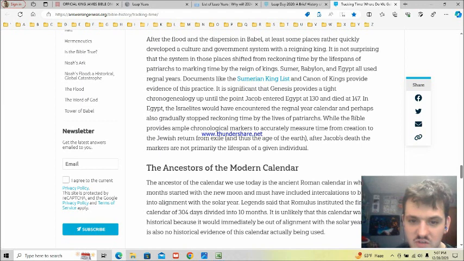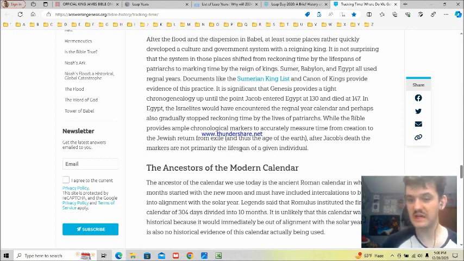This continues up until the point when Jacob entered Egypt at 130 and died at 147 in Egypt. The Israelites, who had used the regular year, perhaps gradually stopped reckoning time by the lifespans of individuals. The Bible provides markers to measure time from creation to the Jewish return from the exile, thus the time of the earth. Jacob's death is one of the markers given for the lifespan of an individual.